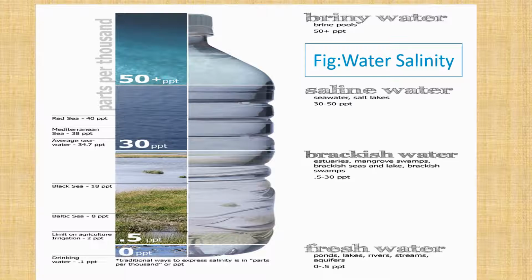And brackish water: estuaries, mangroves, swamps. So in this we find brackish water. Saline water is found in the oceans and seas, sea water, salt lakes like that. There we find 30 to 50 ppt in such a water. And there is another one, that is briny water. Briny is a word which means containing salt in the water.